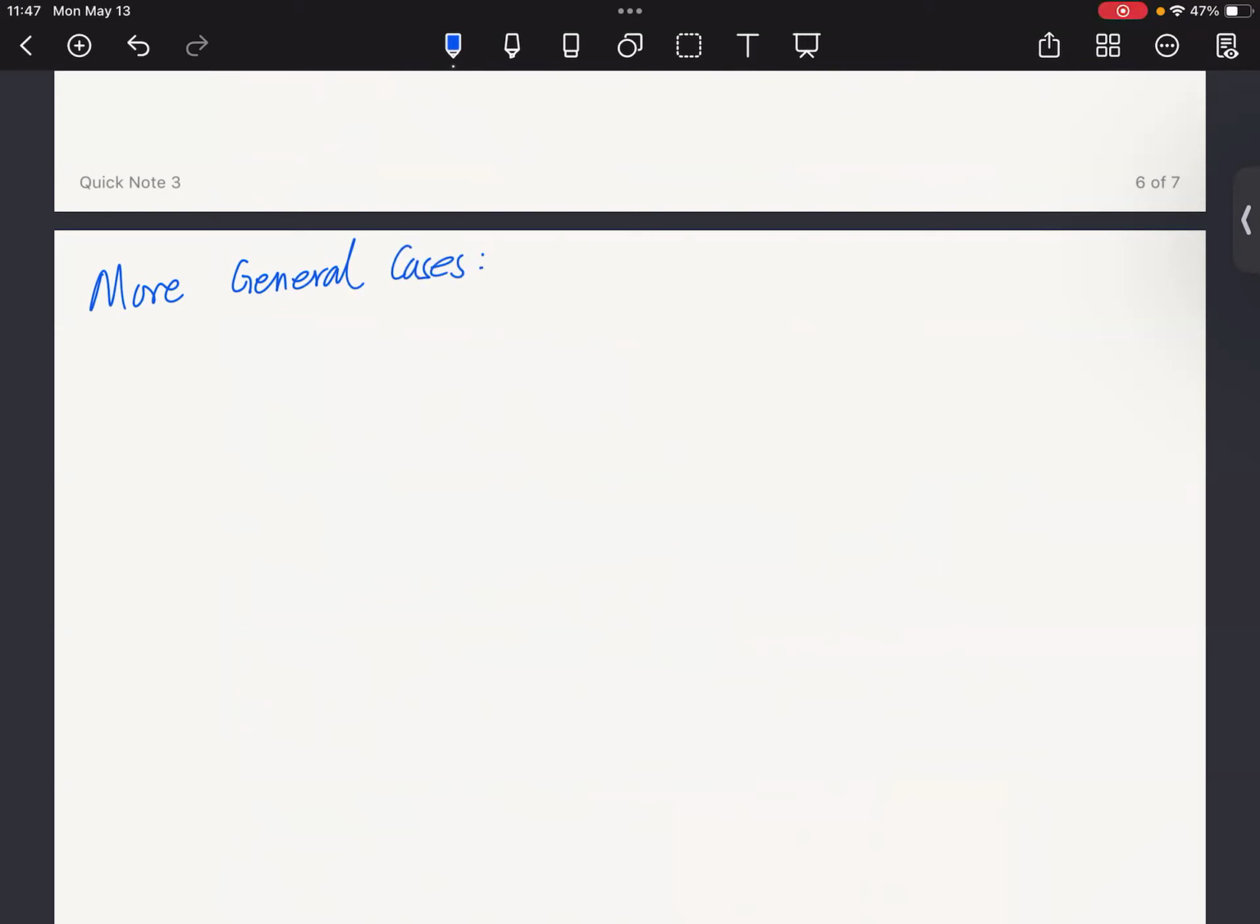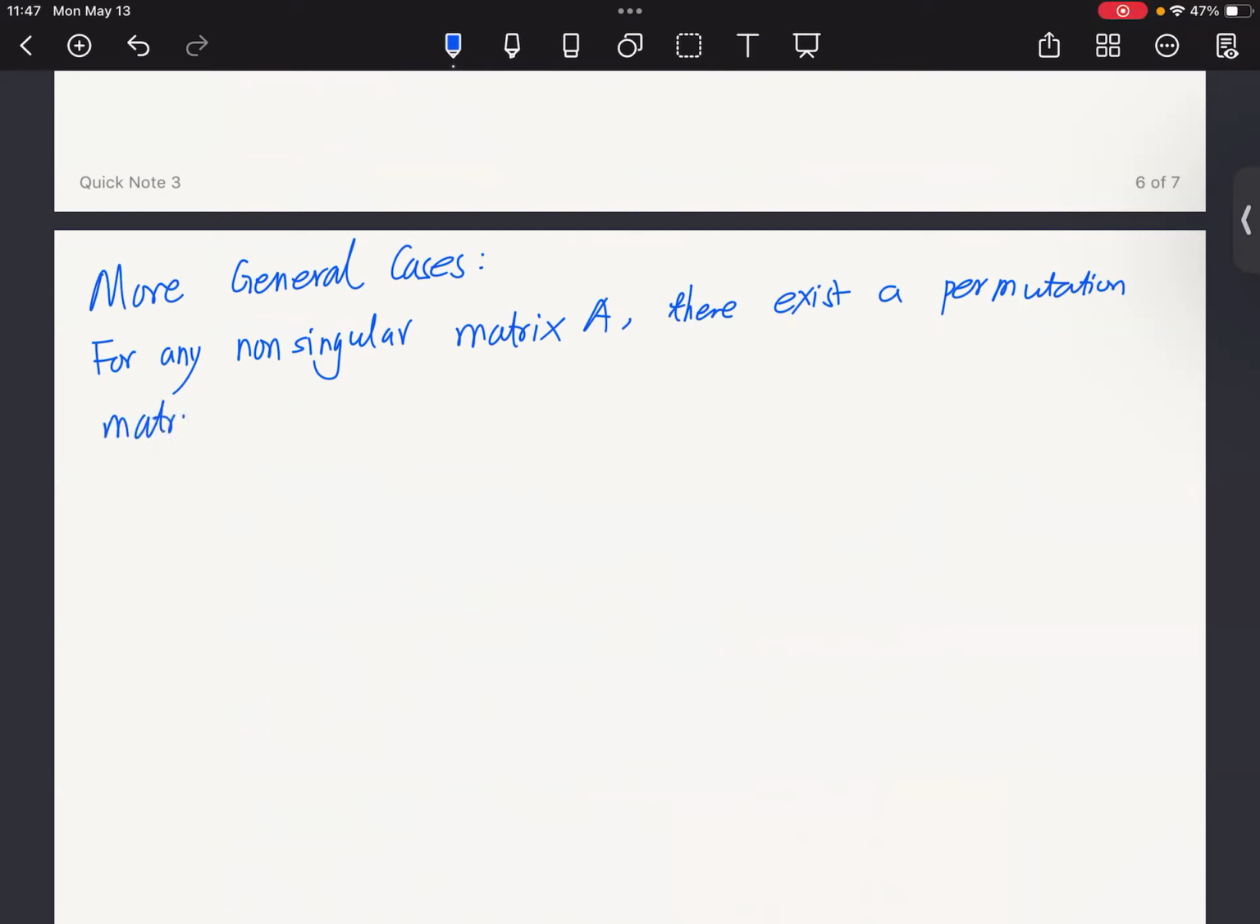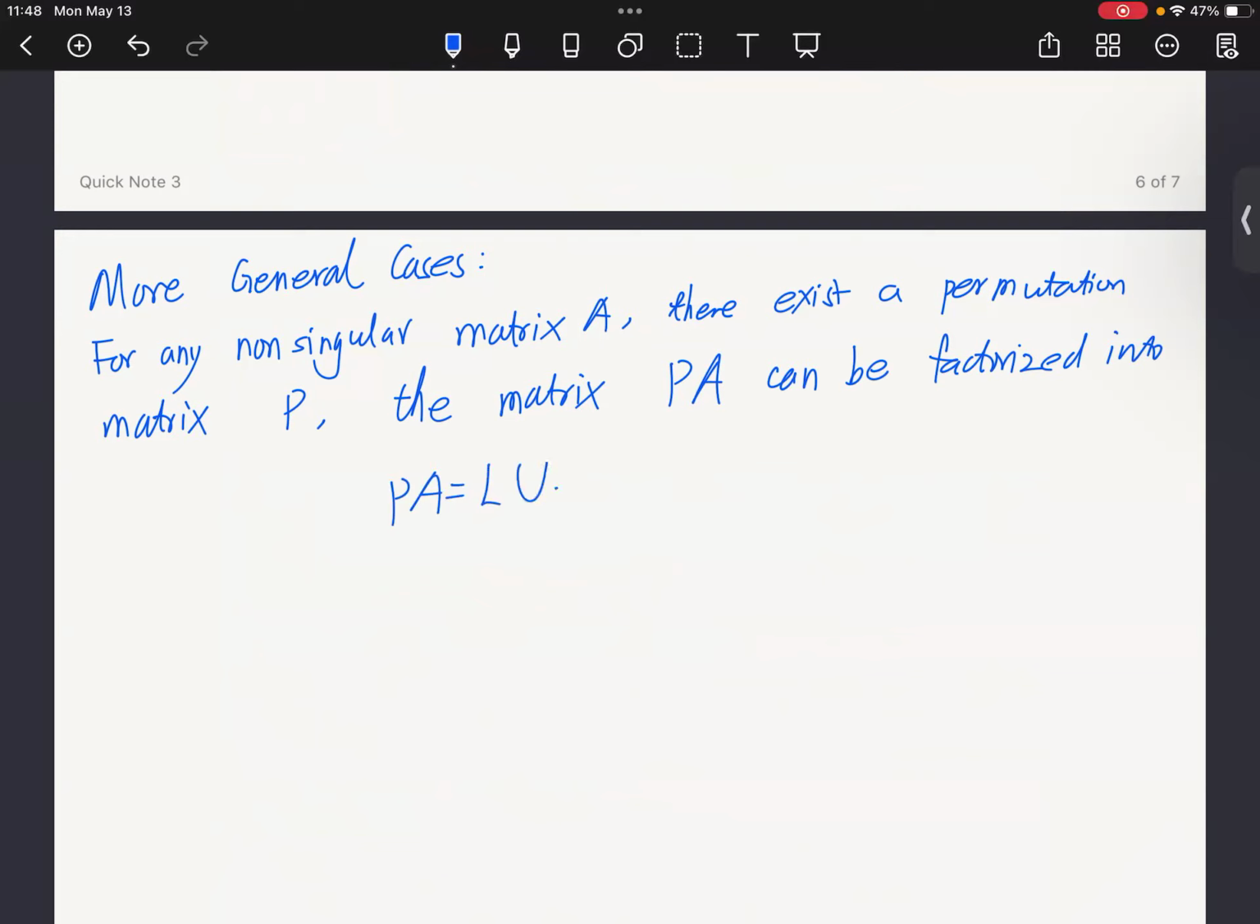So for any non-singular matrix A, there is a permutation matrix P, such that the matrix P multiplied by A can be factorized into PA equals LU. That is the LU factorization here.